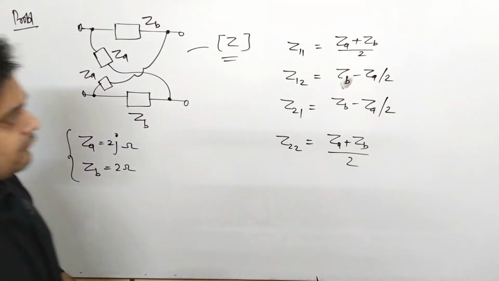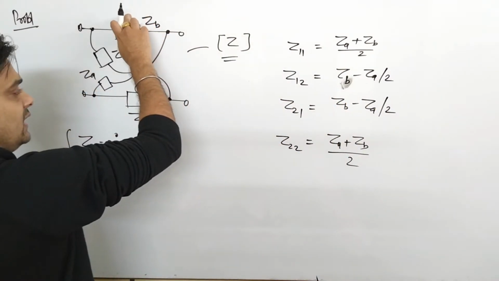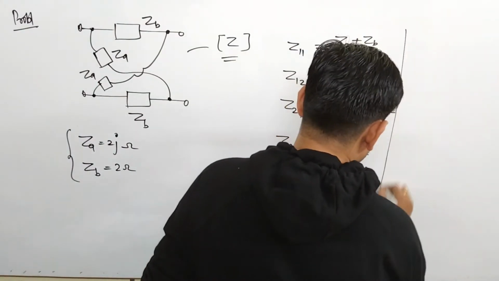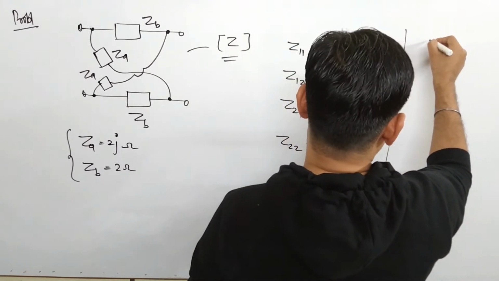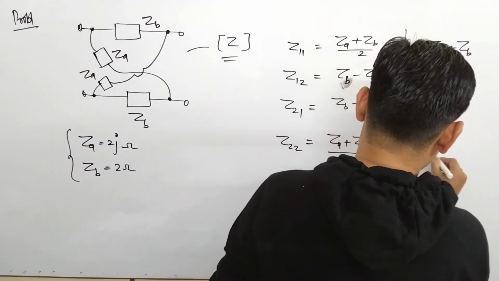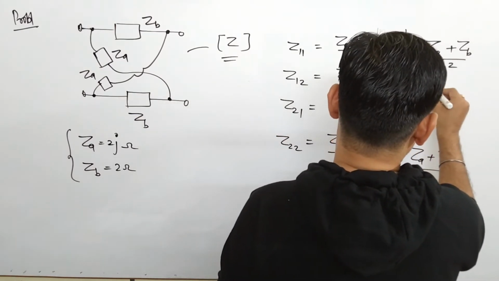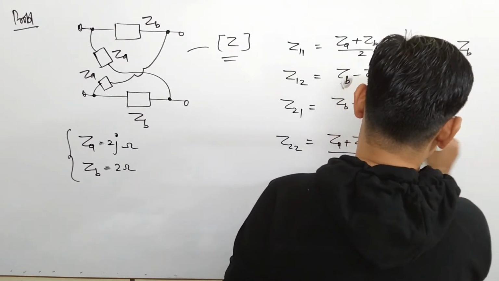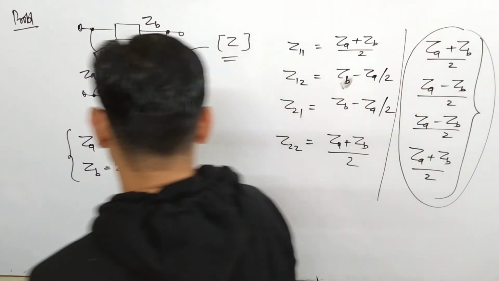Okay, so these were the port parameters when this impedance was ZA and this impedance was ZB, but now the condition is different. So what will be the new port parameters for this network? Z11 and Z22 will remain the same, (ZA plus ZB) by 2 and (ZA plus ZB) by 2, but Z12 and Z21 will become (ZA minus ZB) by 2 and (ZA minus ZB) by 2. Very important, and from here you can find your answer.